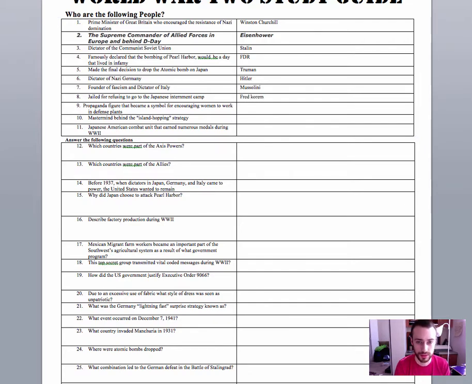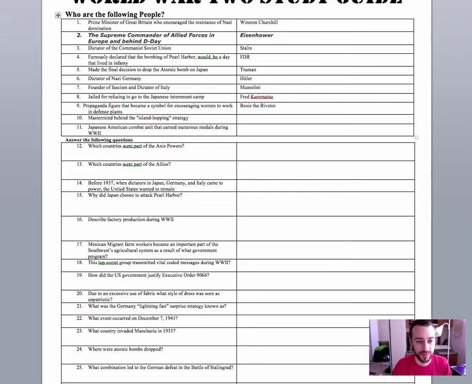Jailed for refusing to go to a Japanese internment camp. Fred Korematsu. I'm pretty sure that's how you spell his name. Fred Korematsu. Propaganda figure that became a symbol for encouraging women to work in defense plants. Rosie the Riveter. Remember that song that we listened to in class? That is Rosie the Riveter.